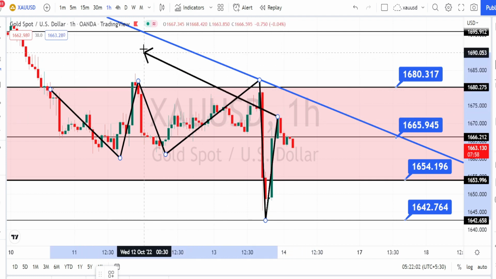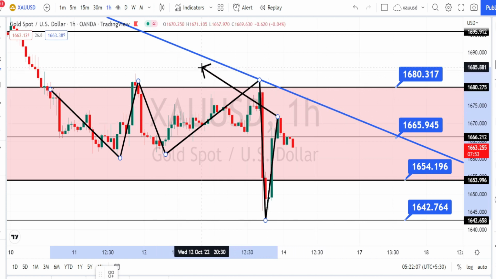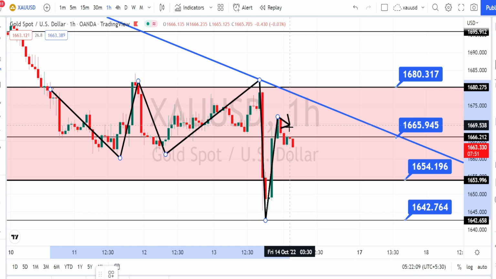But still, when we look at the current trend of the price action from the 4 hours time frame and the daily time frame, it is still in a bearish trend as long as it is trading below this resistance line from the 4 hours time frame.